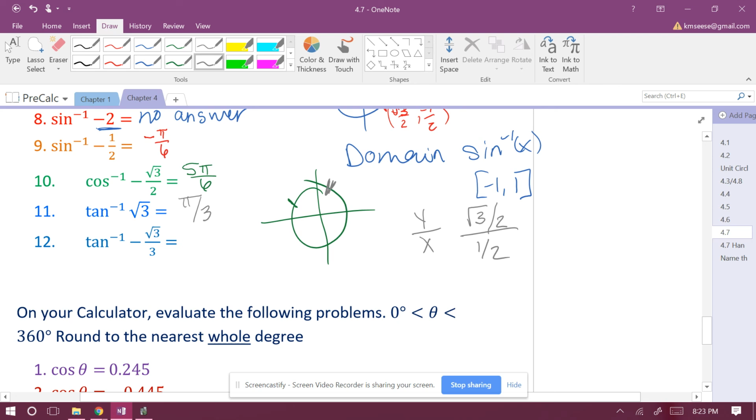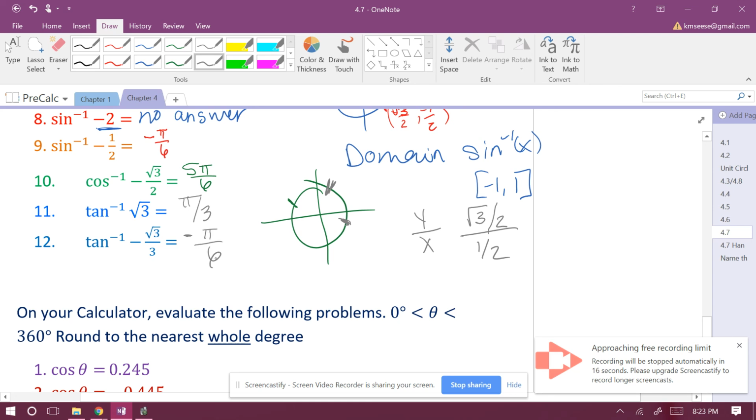For tangent inverse of negative radical 3, I need that to simplify down, since I'm running out of time. Think about that for a second. That is actually going to occur once again at 11 pi over 6, which is negative pi over 6.